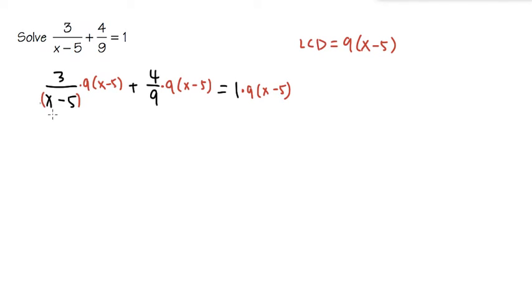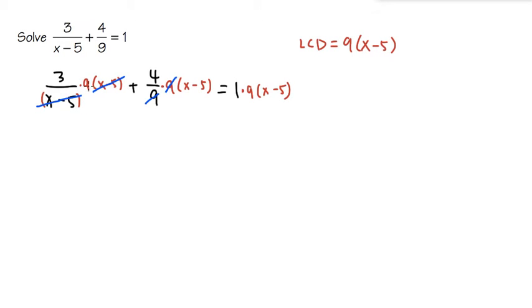As we can see for the first one, this x minus 5 can be cancelled with this x minus 5. For the second part right here, this 9 can be cancelled out with this 9, right? And for the last one, since there's no fraction, there's no worry. Okay, as we can see, we have an equation with no more fractions. We will be happier, right? Right, let's go ahead and solve this.